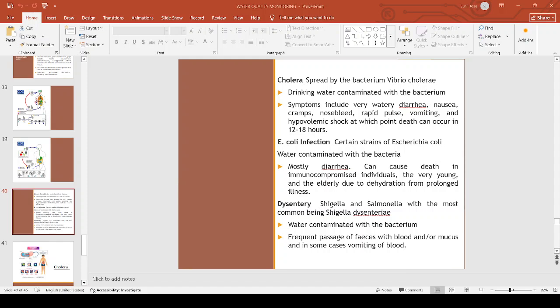So today we will be focusing on those. One is cholera and another one is E. coli infection.